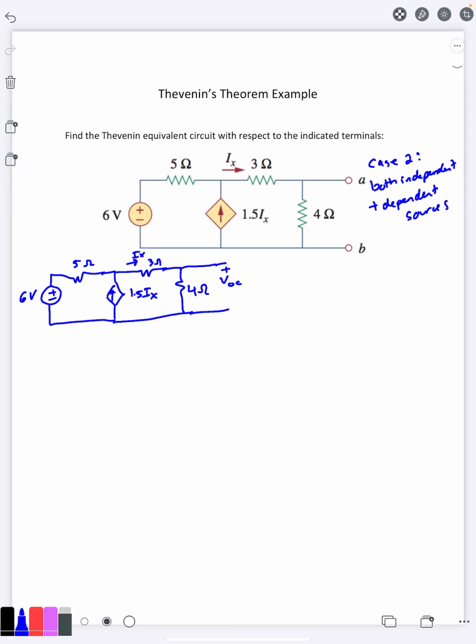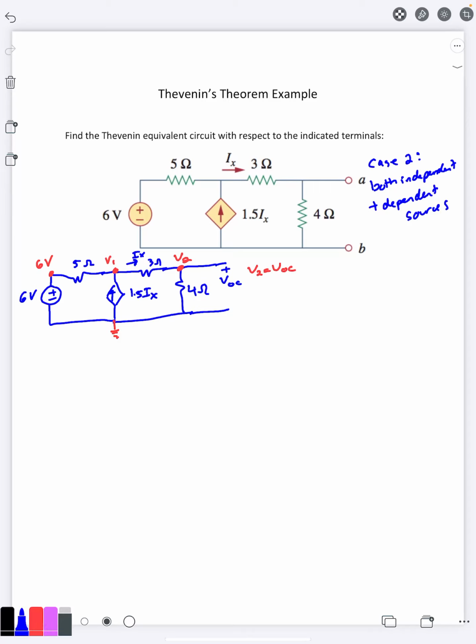Now, mesh current or node voltage doesn't really matter that much here. We're basically two variables, two equations either way. However, because of where that current source is, if we did mesh current, we'd have to use a super loop. So why don't we go ahead and do node voltage here. I'll choose the bottom to be ground. That means we immediately know this node over here is 6 volts. And we'll call this one V1, and this one V2. Notice that V2 is going to be the same as VOC.